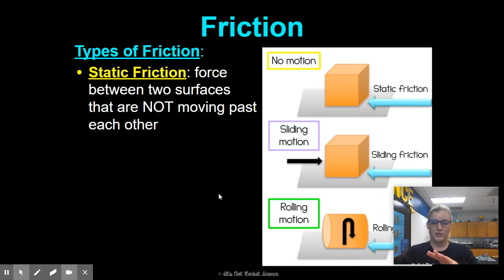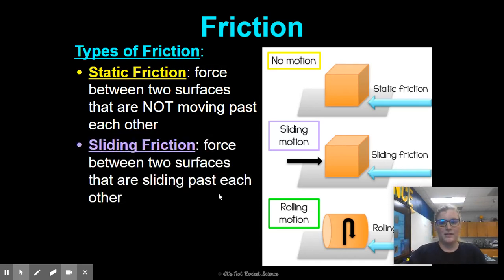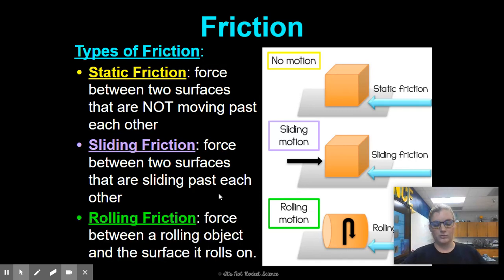But when we have just enough friction to keep it still and not move it, that's static. Then sliding friction. So this is when you go skidding across an ice patch or something. That's when we have friction as we're moving past two surfaces. And then rolling friction is when something is rolling on the surface. So that's helping it to roll in motion, but also slowing it down at the same time, depending on the level of friction. So like a tire rolling down a hill.